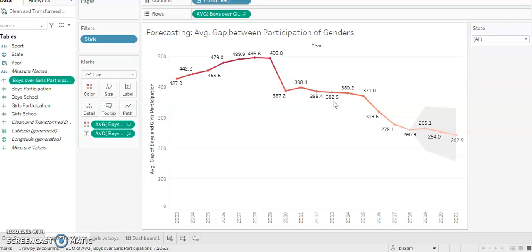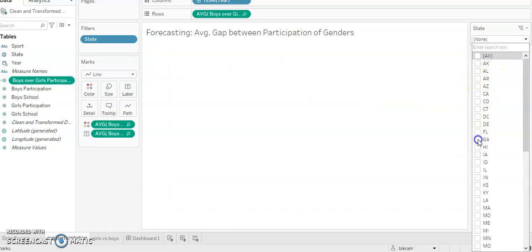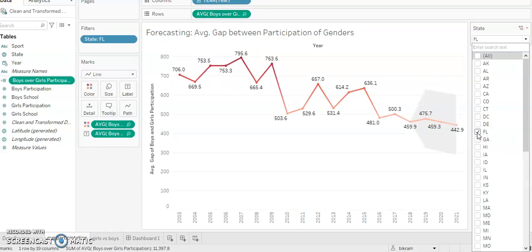Girls are basically increasing in the sports, so we can see here the graph is decreasing. We have also used the forecasting technique here, just to check what the trend will be in the future. The trend is also decreasing here, which is a very good sign for the future of sports in the US, that both genders are working and performing equally. But checking on the basis of some states, now I'm checking on the basis of this. In Florida, we can see the gap is decreasing as well.